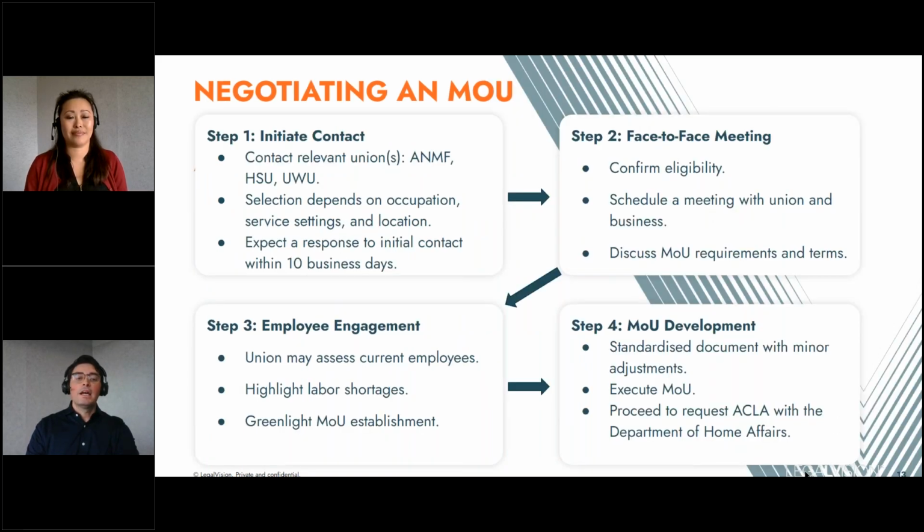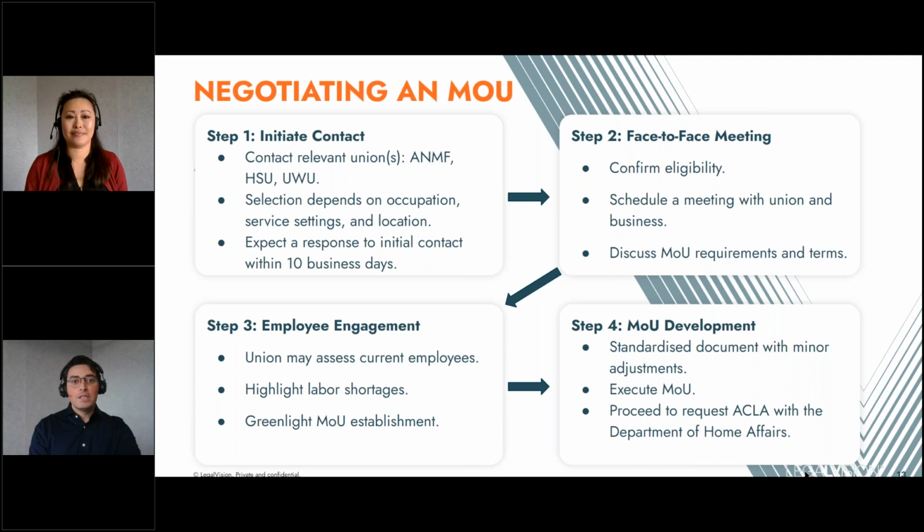We can divide this into 4 key steps. Obviously, the first step is getting started, taking action, and being proactive in your approach. So our recommendation is for the business to make first contact with a relevant specific union, which again, there are 3. It's the Australian Nursing and Midwifery Federation, the Health Services Union, and the United Workers Union.